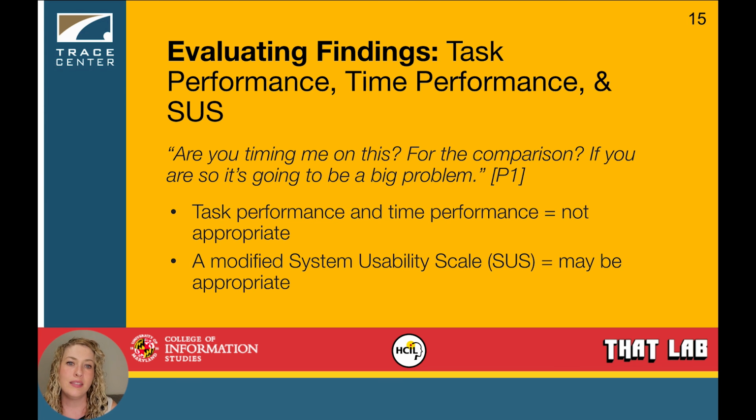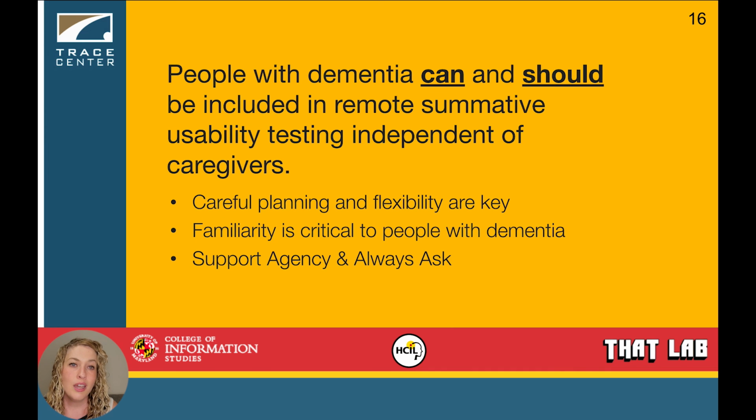A modified system usability scale may be appropriate. Consider doing the SUS after each task and give participants the option to comment. With careful planning and flexibility, remote summative usability testing involving people with mild to moderate dementia independent of caregivers can reveal barriers and improvements to user experience based on their feedback.